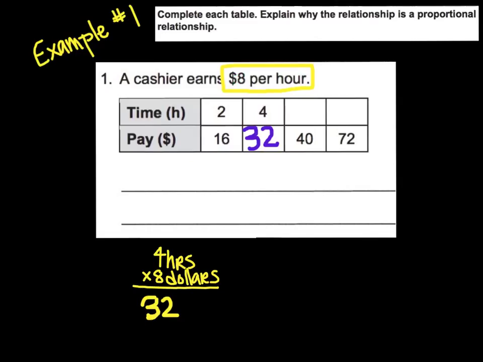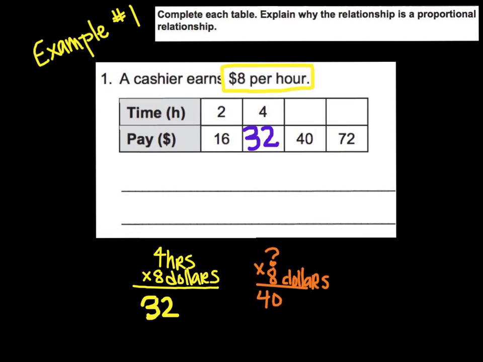The next 2 boxes are a little bit tricky because we don't know how many hours they worked. We only know how much money the person earned. So in this instance, we're going to have to work backwards in order to find out how many hours they worked. If the person earned $40 and I know that they're getting $8 per hour, I'm trying to figure out what times 8 is 40.